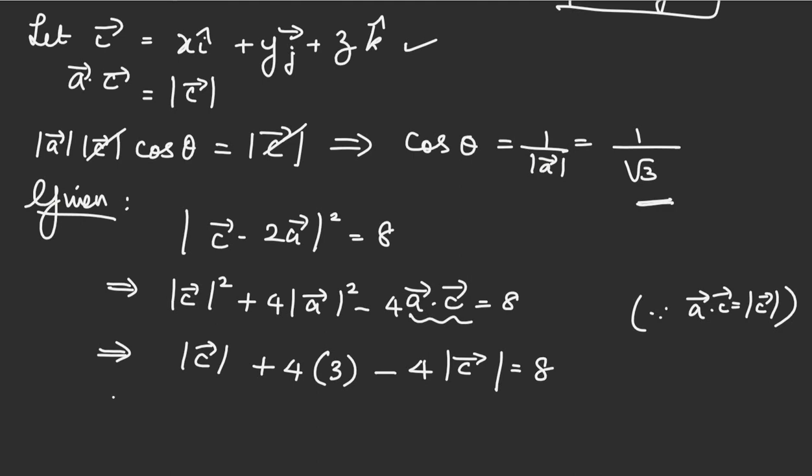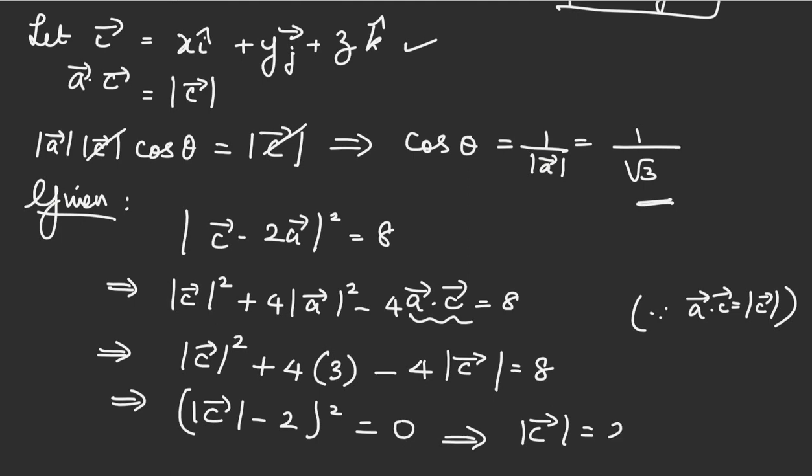Now simplifying this, we get modulus of C square, and simplifying further, we get modulus of C vector minus 2 the whole square is equal to 0, which implies modulus of C vector will be equal to 2. So we have got modulus of C vector is equal to 2.